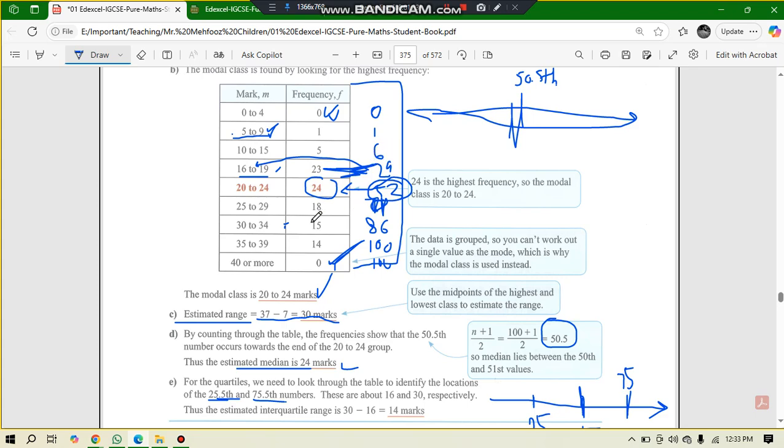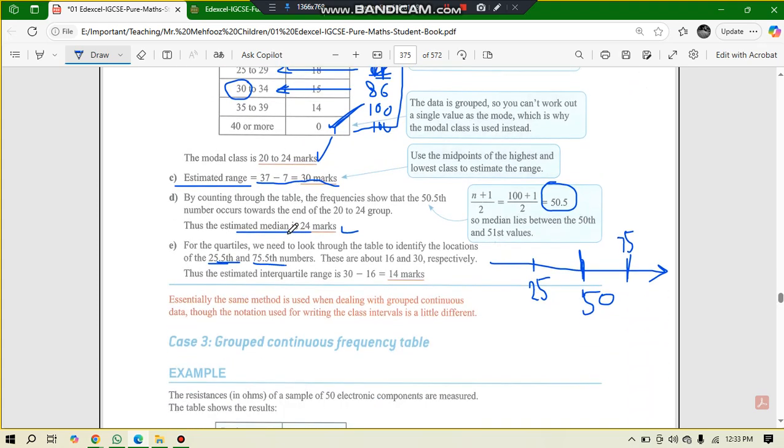Again, for this one you can see that this is 71, and in this class 71 is the highest value, and the 75th term is at the start of this class. So at the start of this class we estimate that it is 30, so that's why we use 30 and 16. These are not the exact values, these are the estimated values for the lower quartile and the upper quartile.